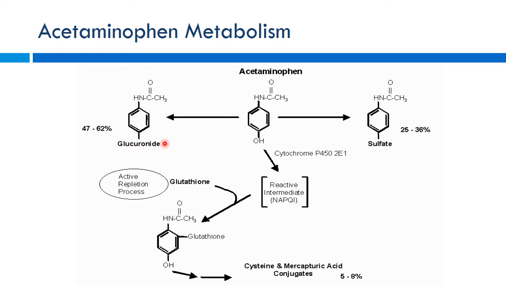So if I run out of glucuronide to add on that Tylenol, and if I run out of sulfate groups to add on there, then all of it's going to end up going through this 2E1 pathway, right? So I can form a lot of this NAPQI.